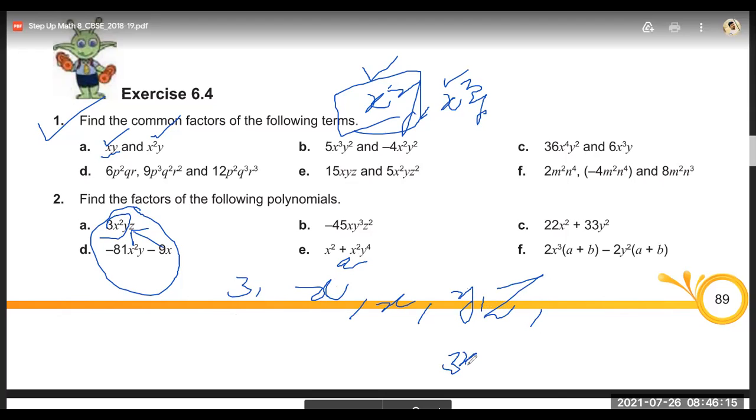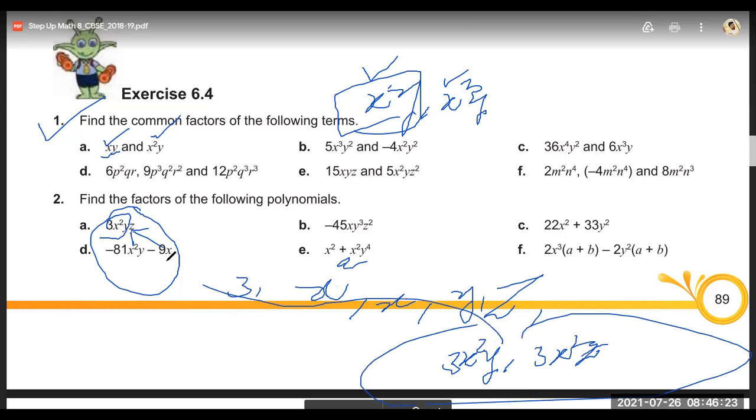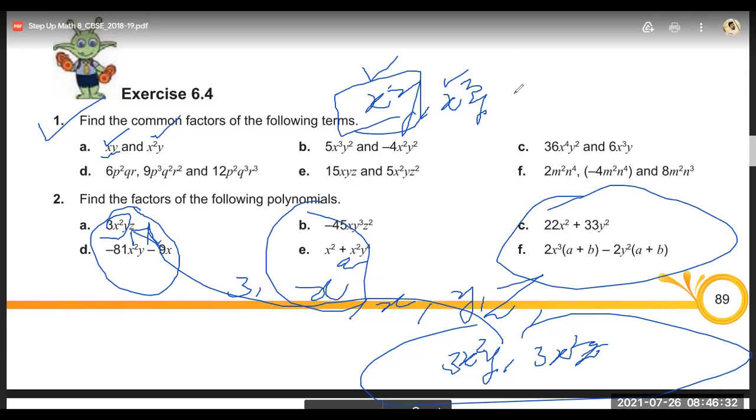Then 3x square y can divide, so 3x square y is a factor. 3x square z can divide, so like this, whichever value can divide the given whole term is a factor. That way you can write answers for all these questions. Very simple. Okay, as many as possible you can write the factors.